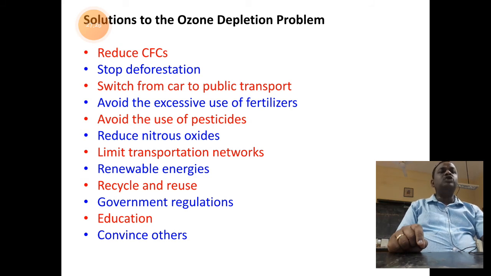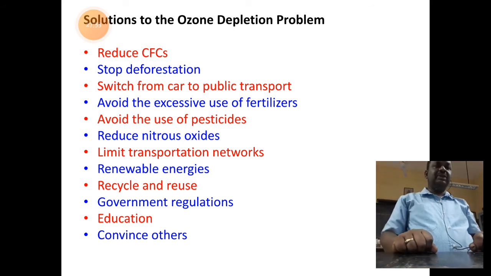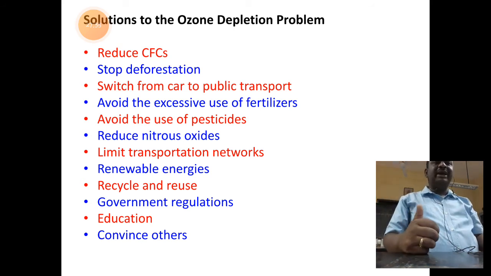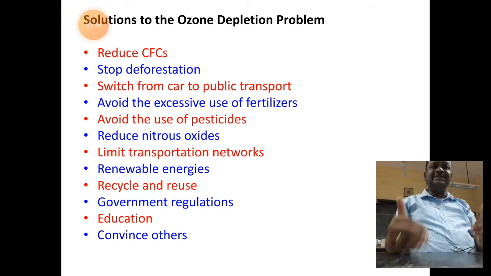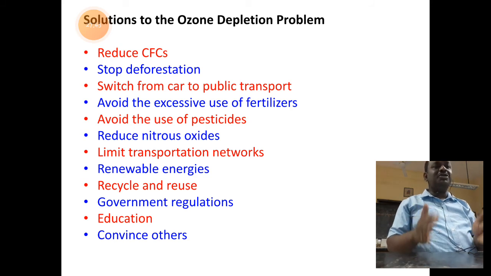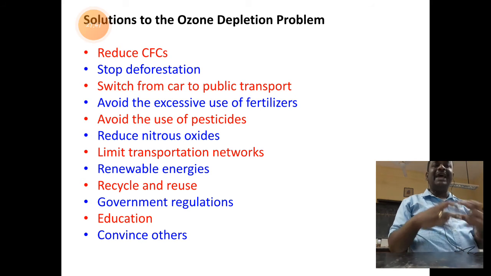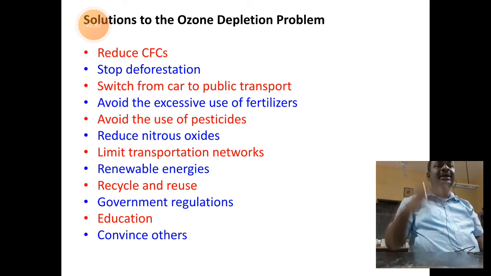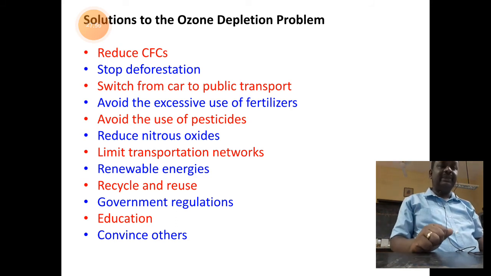The next one is stopping of deforestation. It will reduce global warming and avoid ozone layer depletion. The next is recycle and reuse of the products. This also helps in the reduction of manufacturing industries and their number that will emit the harmful greenhouse gases to the environment that in turn affects the ozone layer.